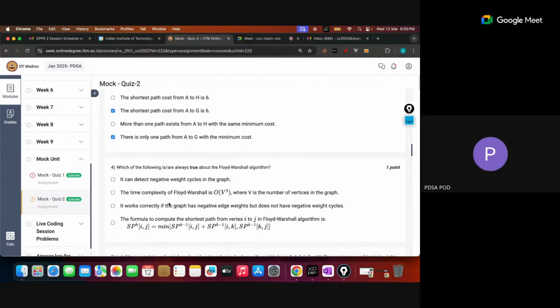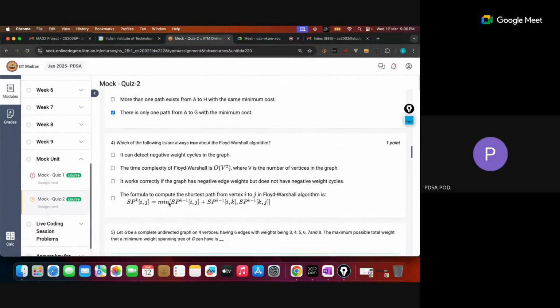Here is the same question: which of the following is true about Floyd-Warshall? It can detect a negative weight cycle. Yes, if any negative weight cycle is there, definitely it can detect it. The time complexity is not V square, it's V cube, because you run the V square n times, as every vertex is picked as a source to find the shortest path. It works correctly with negative weights, but does not work with negative cycles.